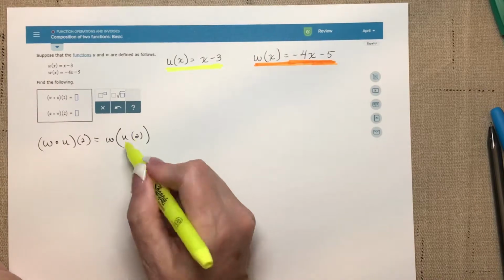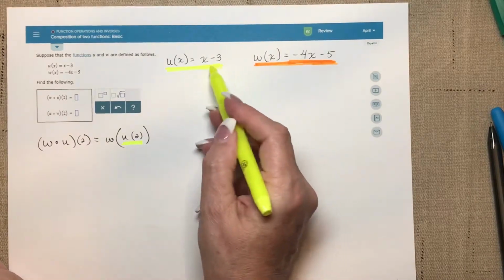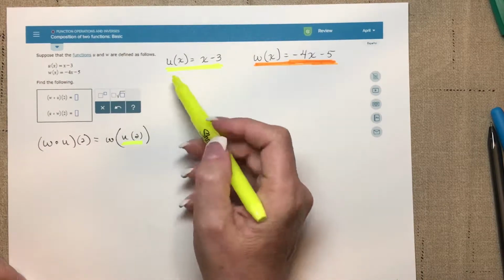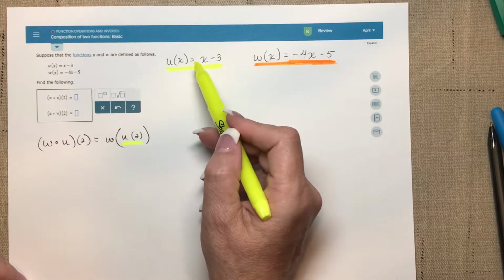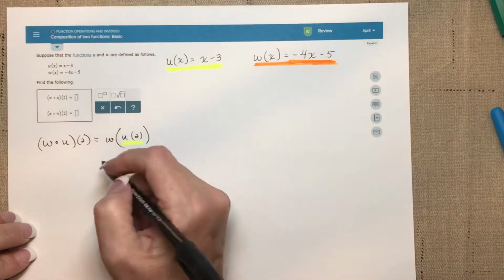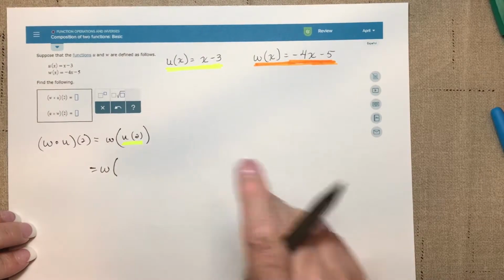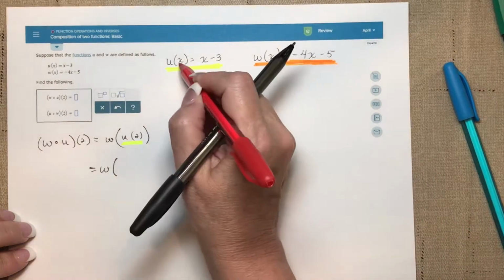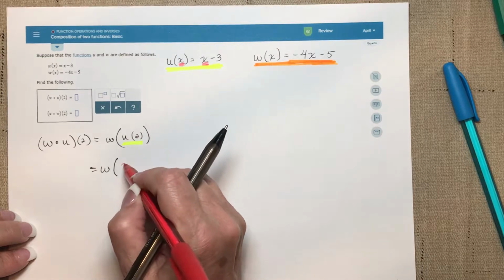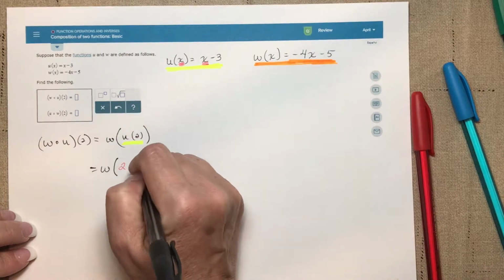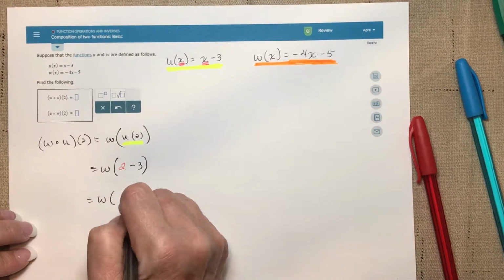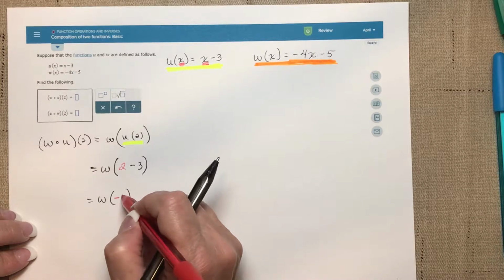I'm going to use the u function first, which is this one I highlighted in yellow, except everywhere there's an x, you're going to put a 2, because it says u of x equals x minus 3. So if it says u of 2, that is going to be 2 minus 3. And then of course 2 minus 3 is just a negative 1.